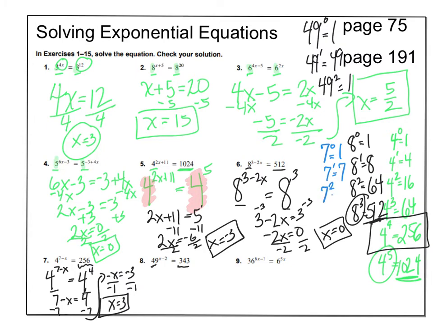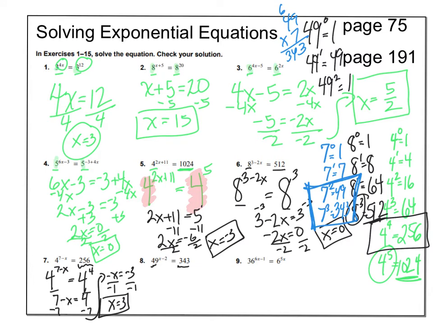7 to the second power is 49. What's 7 to the third power? Is that 343? Let me do 49 times 7, 63, 28. Yep, 343. That's what I need. So I'm going to use these two: 7 to the second power and 7 to the third power.